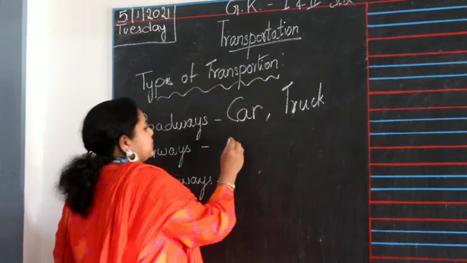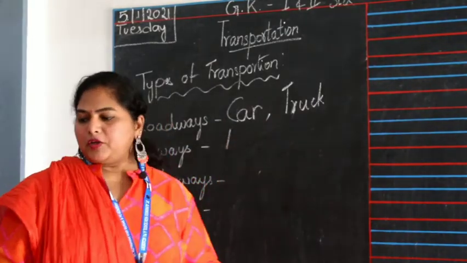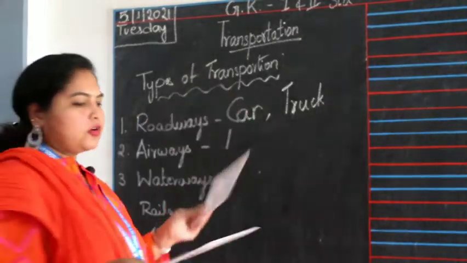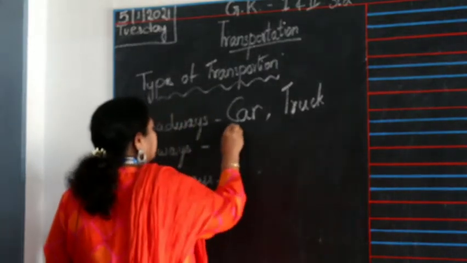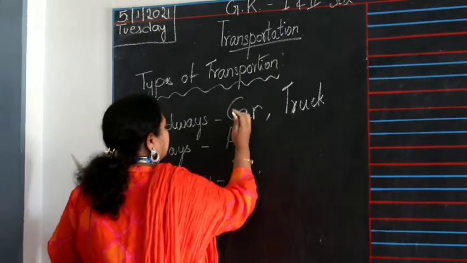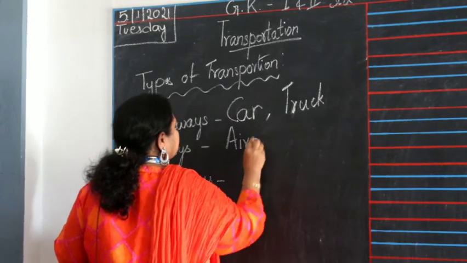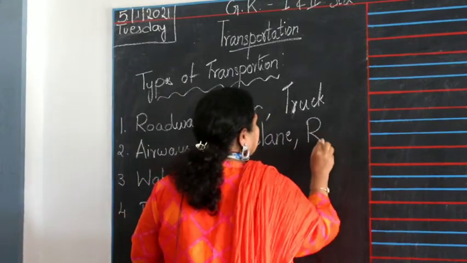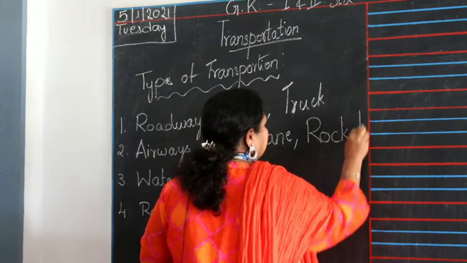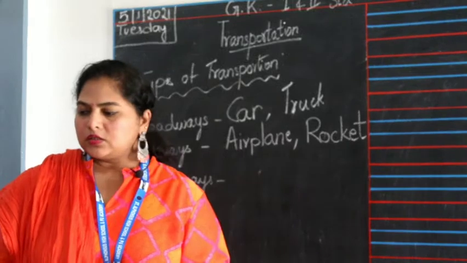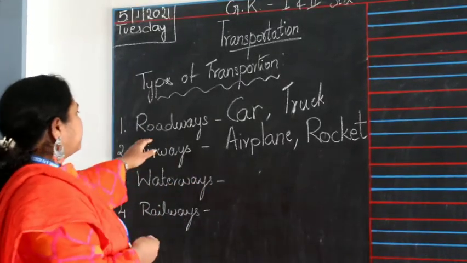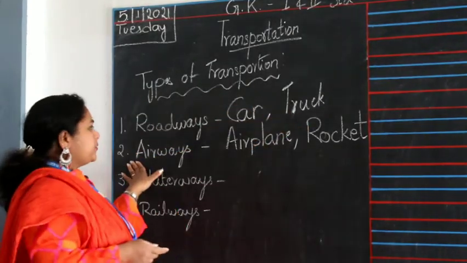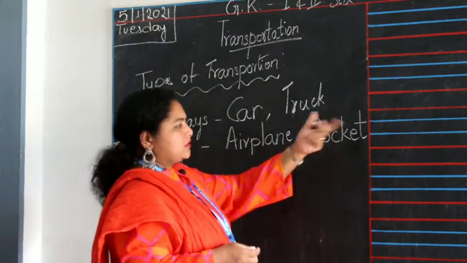So that's airways. So let's write examples of airways, I'll just show you. Aeroplanes and your rockets, airplanes, rocket. Okay, so the next type of transport. We have learned about roadways. Examples will be car, truck, bicycles, buses, etc. Airways will be airplane, rocket, etc.